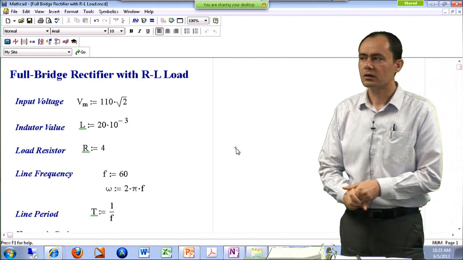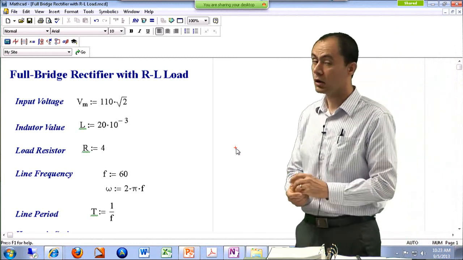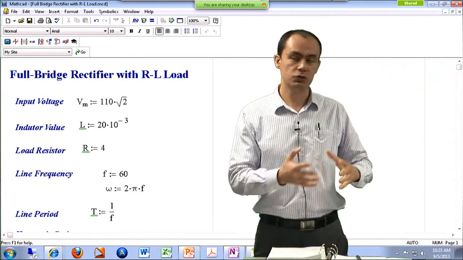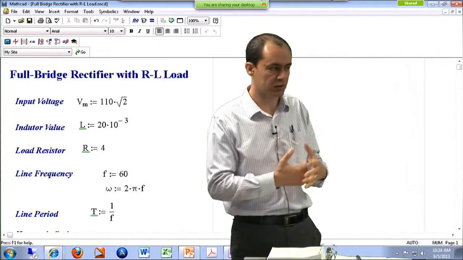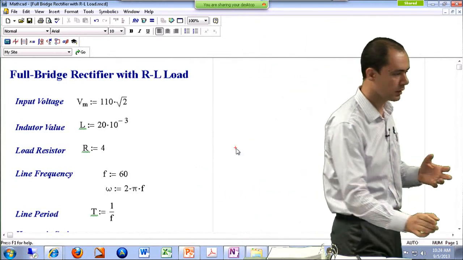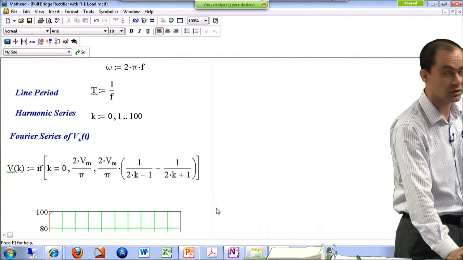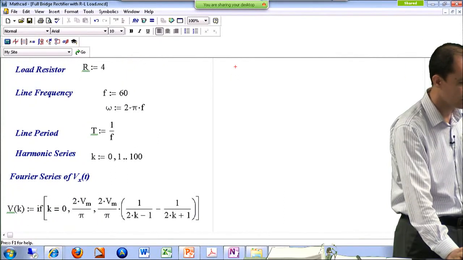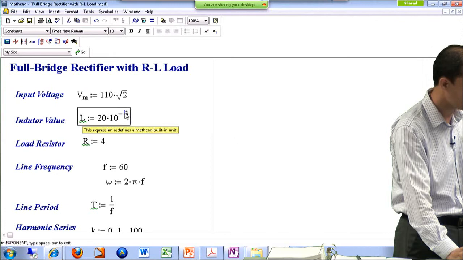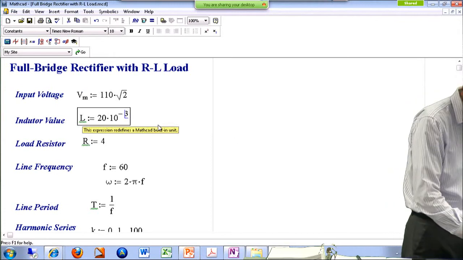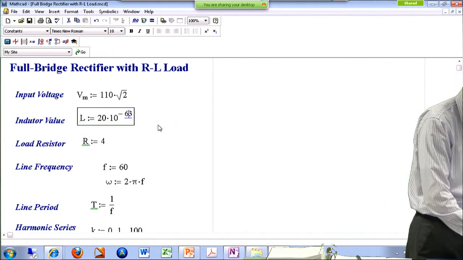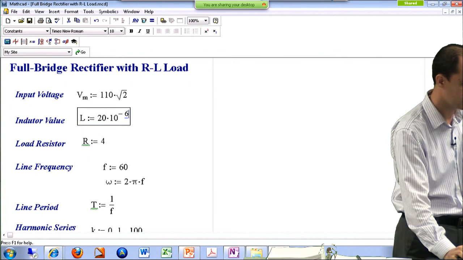And on the other side, if I make my inductor very small and kind of eliminate it, I will go back to the original case of having a full bridge rectifier with a purely resistive load. I'm not going to put 0 over here, because if I put 0, the software is going to be unhappy because I have a division by L somewhere. I just make it very, very small. So instead of 20 millihenries, let's say 20 microhenries, and see what happens.